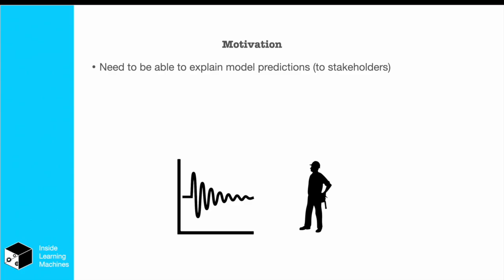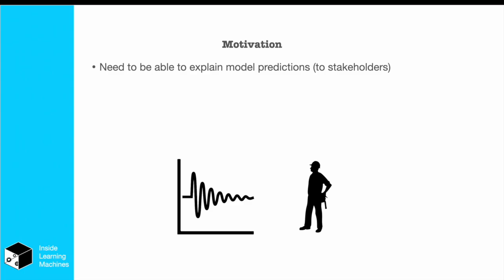So for example, if we imagine the case of a financial services company and we're building a model to detect financial fraud, we may be required to provide information as to why a certain client was flagged whereas others are not. So that is the main thing that we're driving at here. We want to be able to explain how our models are working.